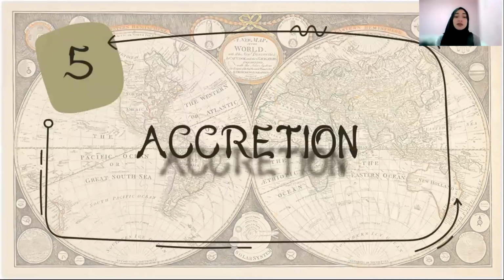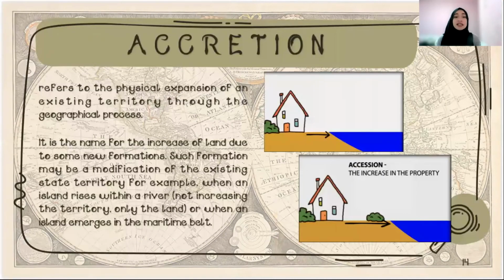The last mode of acquisition of state territory is accretion. This refers to the physical expansion of an existing territory through a geographical process, and it is the name for the increase of land due to some new formations. Such formation may be a modification of the existing state territory, for example, when an island rises within a river or when an island emerges in the maritime belt.